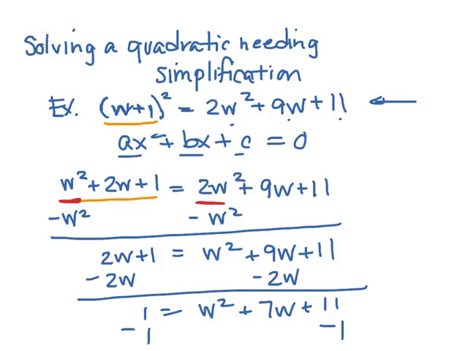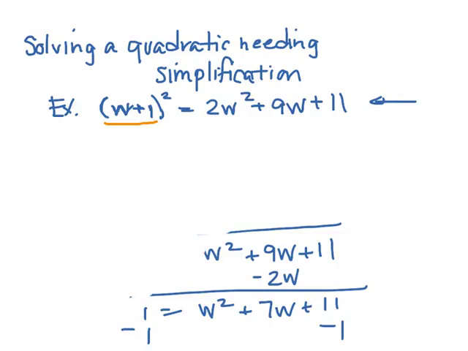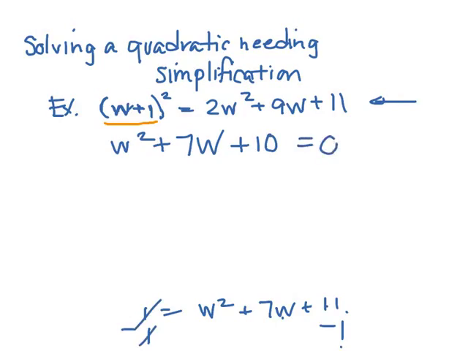So I can rewrite this entire problem now. After expanding out and combining like terms, I can go ahead and rewrite the whole thing as w squared plus 7w, and 11 minus 1 is plus 10, and this part here goes to 0, so all of that equals 0.